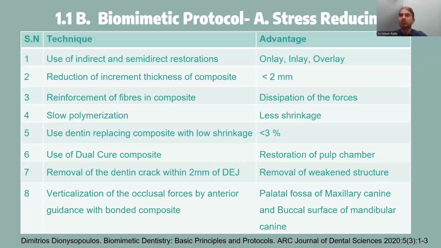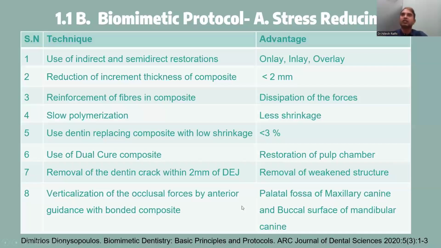To relieve the occlusal stresses in the posterior region, it is important to create a canine-guided occlusion. This canine-guided occlusion is created by creating a favorable contact at the palatal fossa of the maxillary canine and the buccal surface of the mandibular canine. This contact should always be prepared bilaterally so that the occlusal forces on the anterior and posterior teeth can be balanced and we can create a healthy occlusion.